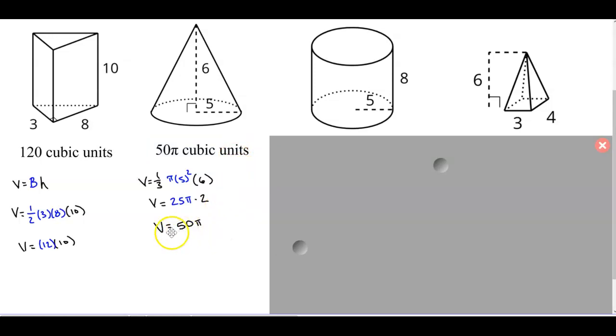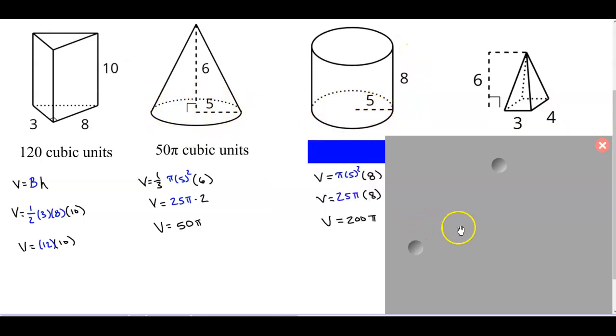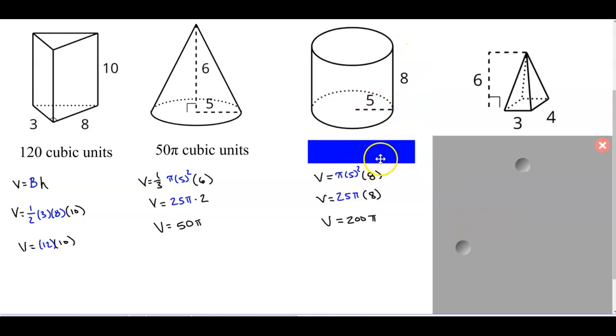I prefer to leave it as 50 pi. One, we're doing this mentally, so it'd be challenging to multiply that by the full decimals of pi. So leave pi, we call that an exact answer. All right, well notice that next one has the exact same base. So I know that the area of this base is 25 pi. 25 times 8 is just 200.